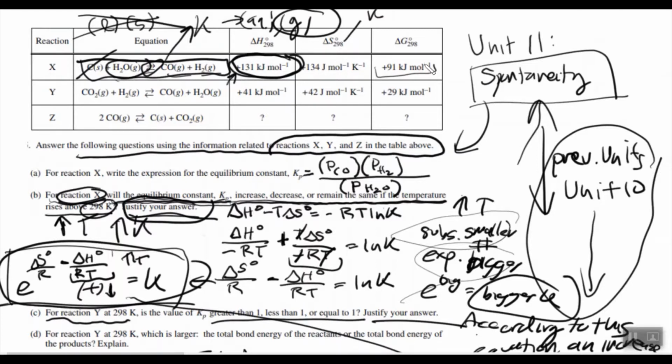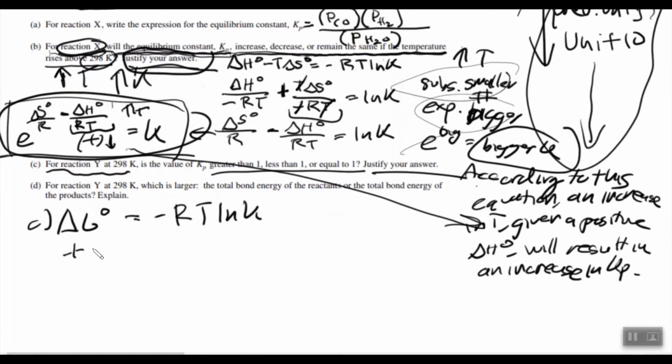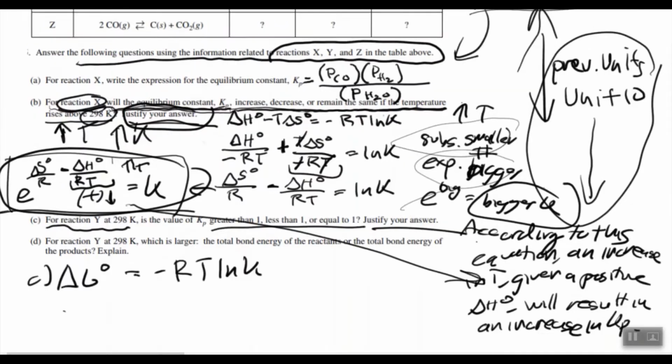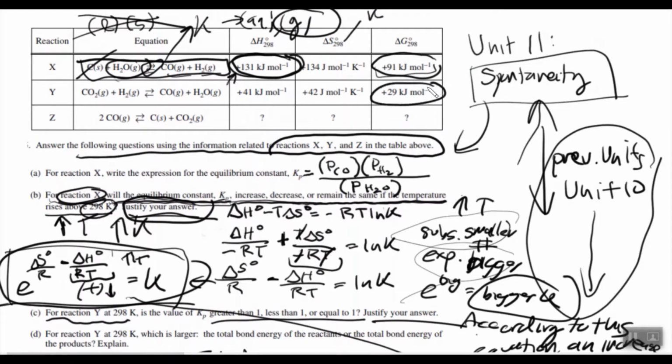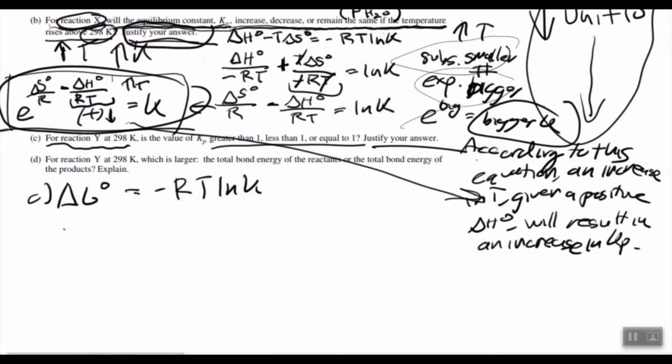So, as we can see, the delta G naught is positive 91. Alright, so if it's positive 91, let's write that here. Well, actually, no. Sorry, that's the wrong one. We looked at the wrong equation. We're looking at reaction Y. Well, reaction Y is also a positive value, positive 29 kilojoules per mole of reaction. So 29 kilojoules per mole of reaction, we won't write that, is equal to negative RT ln K.